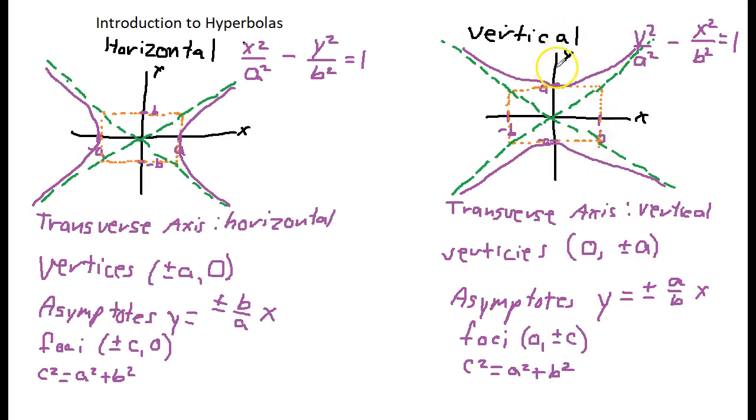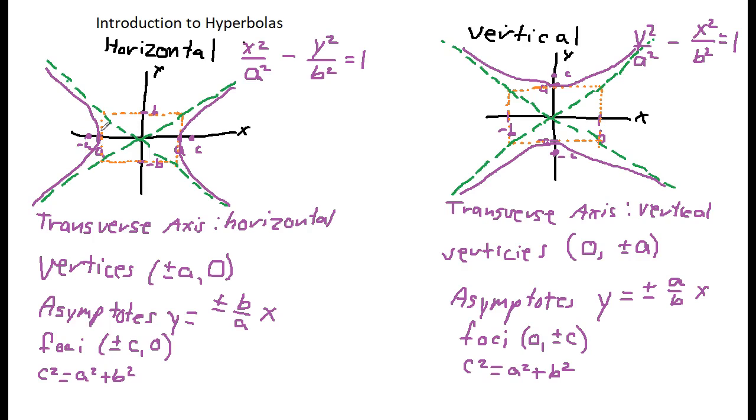So c would be in there somewhere. That would be positive c, and that would be negative c. And it's always nearer the vertex, c. So this is positive c, and somewhere in here would be your negative c.